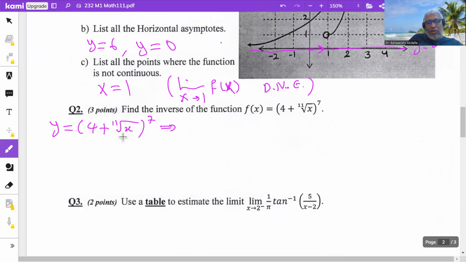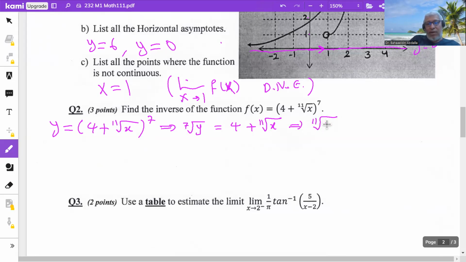To solve this equation for x, I have to get rid of the 7. So I take the 7th root of both sides. I'll have the 7th root of y equals the 7th root of (4 plus 11th root of x) to the power 7. They cancel each other, and we have 4 plus the 11th root of x. To solve it for x, I need to get rid of this 4, so take it to the other side.